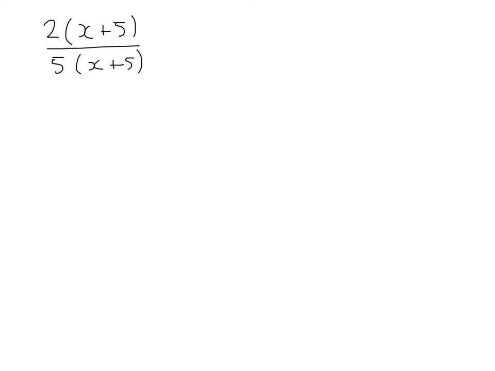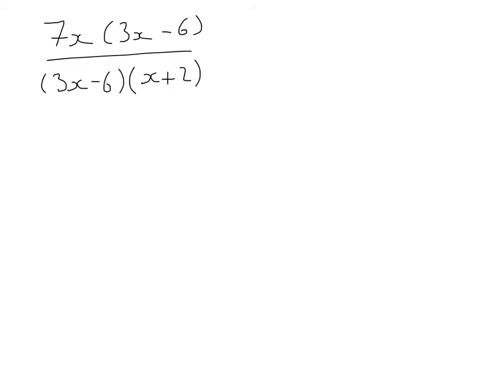In this next example, the same thing applies again. We can very, very quickly simplify that just by cancelling out the x plus 5. Again, we have here a fraction which is very easy to simplify because straight away we can see 3x minus 6 on the top multiplied by the 7x and 3x minus 6 on the bottom being multiplied by the x plus 2. So we can simply cancel those out, leaving 7x over x plus 2.